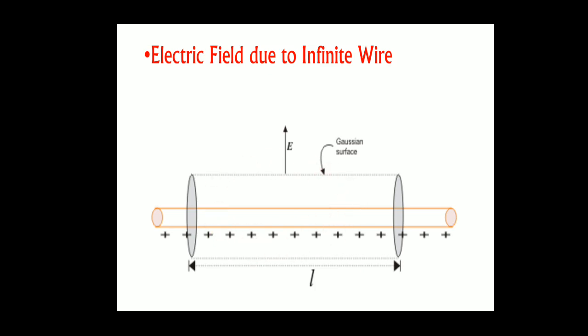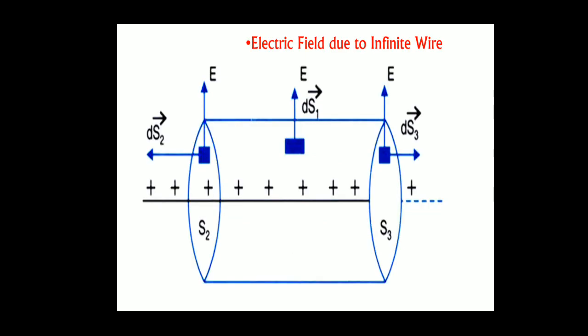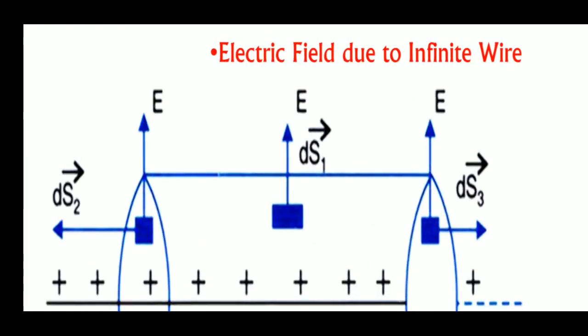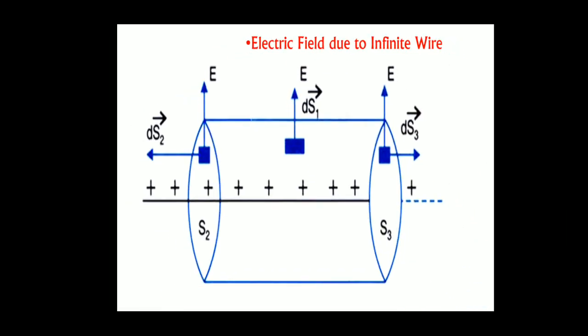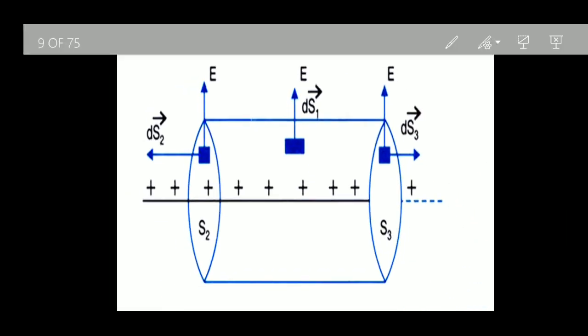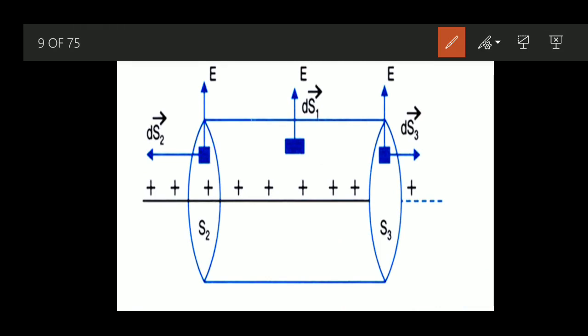Now we will apply Gauss law to find the expression for the electric field. There are three surfaces; I told you two flat surfaces and one curved surface. In this arrangement, can you see a wire which carries positive charge? S1 is the curved surface, S2 a flat surface, S3 the next flat surface. Now a small portion is taken, only a small portion.